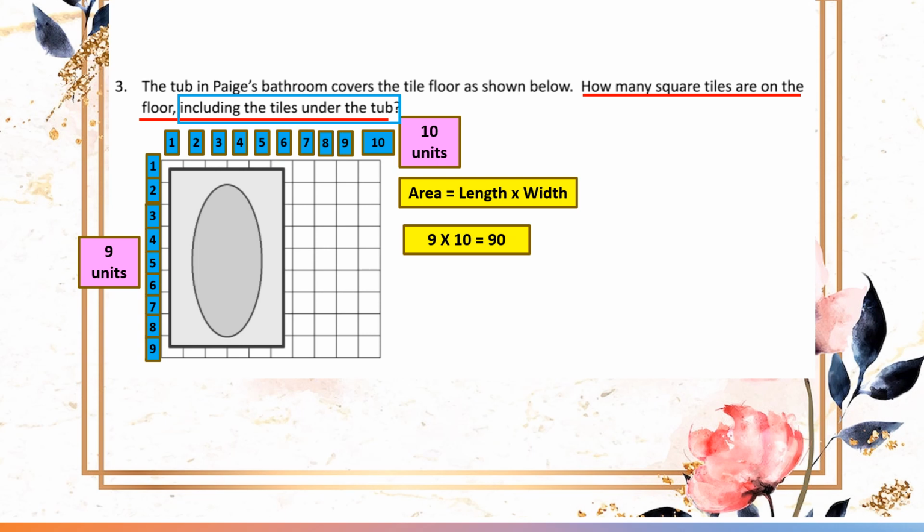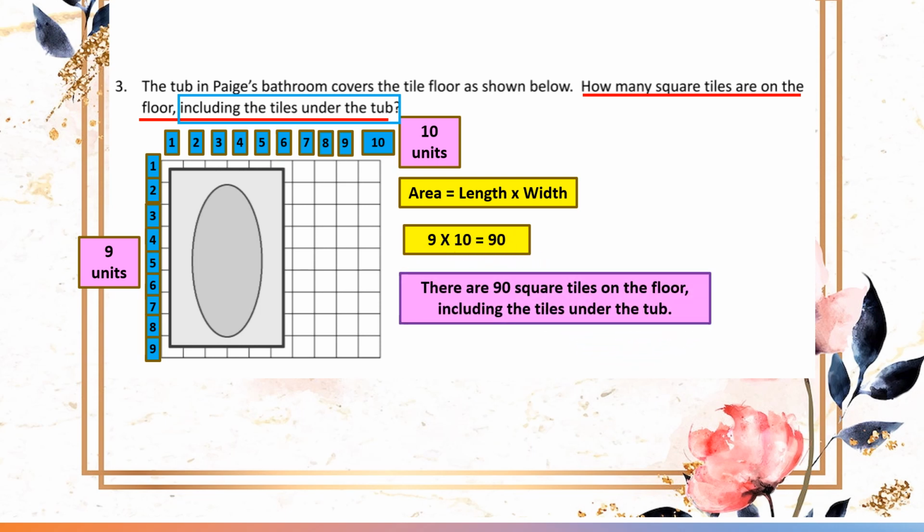Now you may want to go ahead and pause your video so that you can make sure that you have the correct information on your homework, or just to make sure you write everything down. There are 90 square tiles on the floor, including the tiles under the tub.